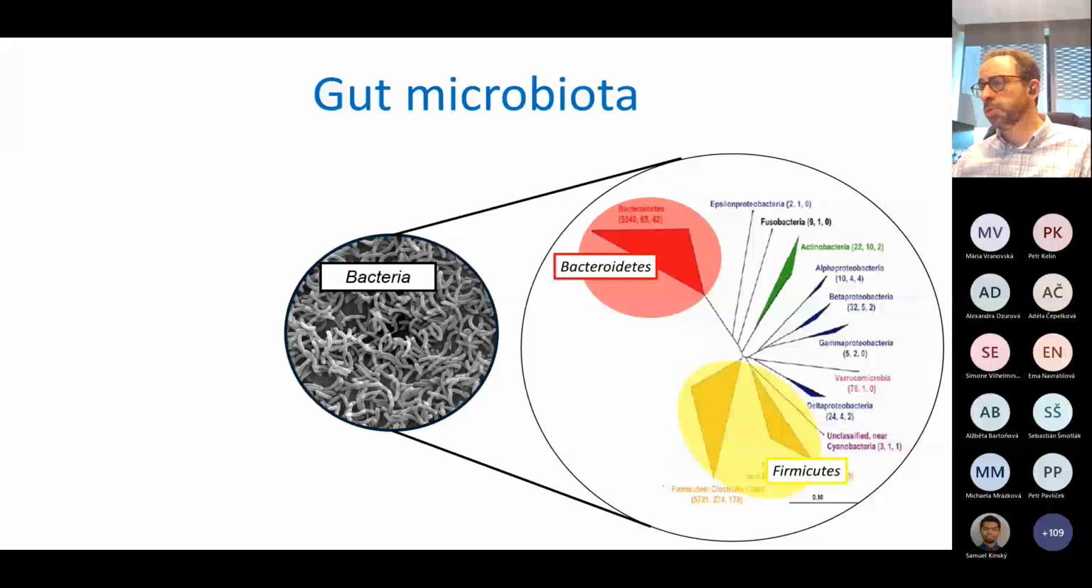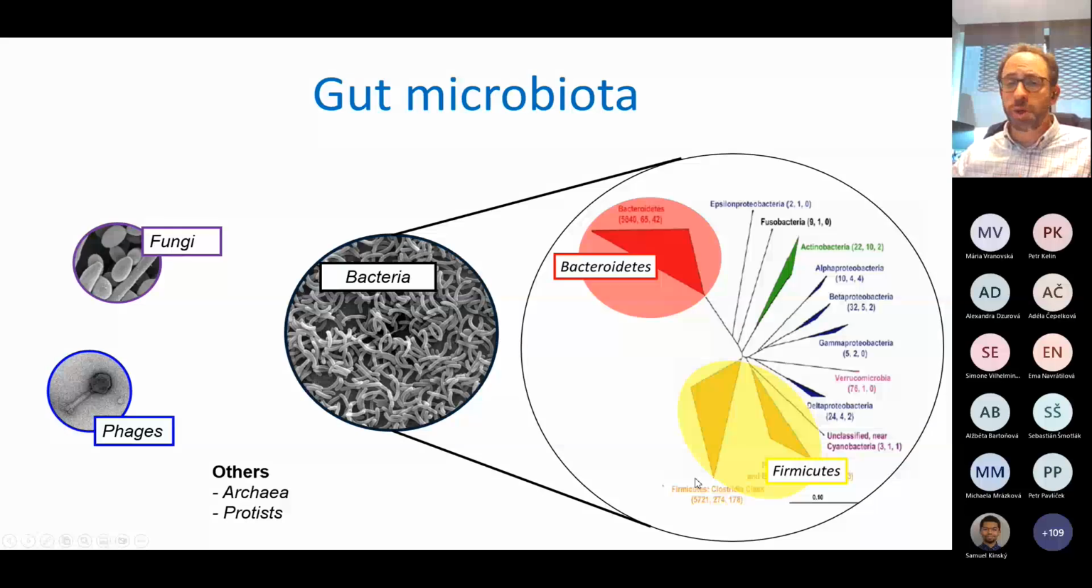And notably in the colon, most of these bacteria are strictly anaerobes belonging to these two major phyla, the Bacteroidetes and the Firmicutes. But we also know now that there are many other types of microorganisms in the gut, fungi, but also phages. Phages are viruses that target bacteria. So they are not targeting our human cells, but they are targeting bacteria. And so they can modulate the population of bacteria in the gut. There are other microorganisms such as archaea and also protists. So really a lot of microorganisms.